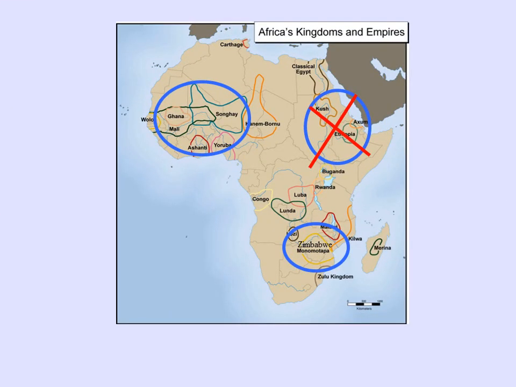So we are done with Kush and Axum. Don't forget, Kush came first. Axum takes them over. Axum is going to be run out because of the new religion of Islam. So now we are on to southern Africa, and we're going to look at an empire known as Zimbabwe.